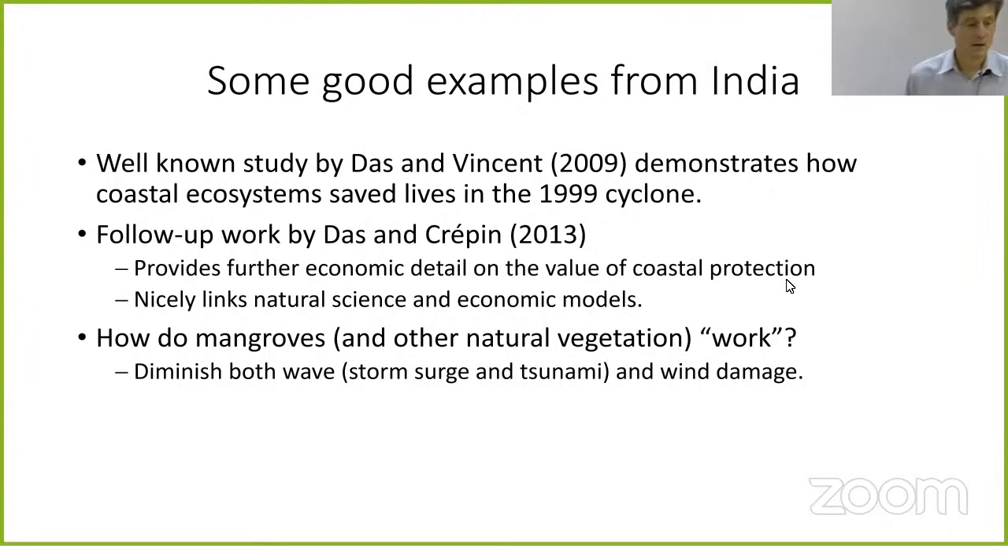So wind and waves come in. Both wind and waves may hit structures with kinetic energy, and that's going to result in storm damage. So to the extent that areas of coastal forests slow the winds and reduce the height of the waves, they're going to reduce the damage that eventually occurs in inland areas.